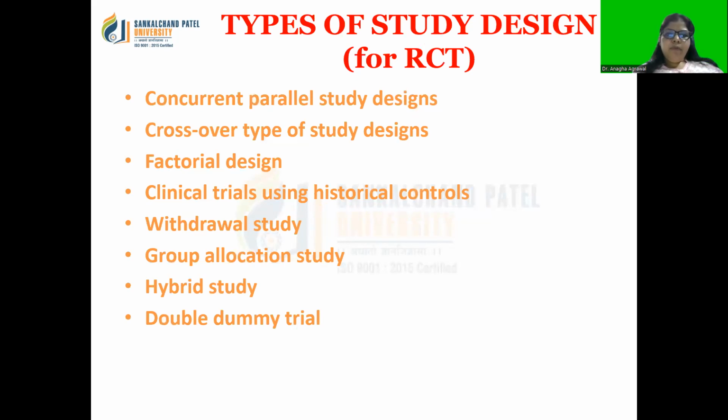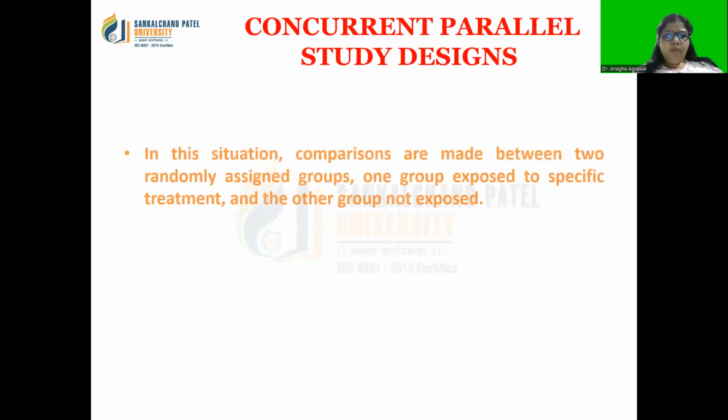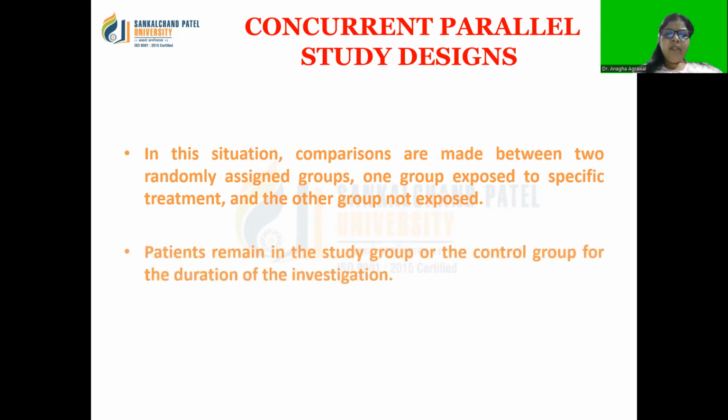Now, there are different types of RCTs: concurrent parallel study design, crossover design, factorial clinical trials, withdrawal study, group allocation study, hybrid study, and double dummy study. We'll be seeing some of them. First is the concurrent parallel design. In this situation, comparisons are made between two randomly assigned groups, one group exposed to a specific treatment and the other group not exposed to any treatment. Patients remain in a study or a control group for the duration of the entire investigation. They are not switched. Controls will be called controls till the end of the study, whereas cases will be called cases till the end of the study.